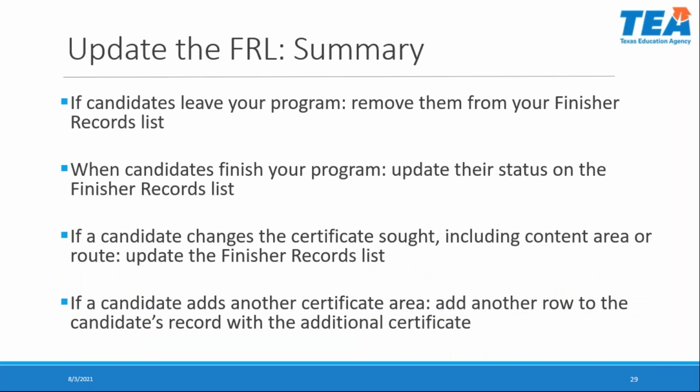Before we move on to the next section, let's take a minute and summarize some key ideas regarding reporting candidate enrollment on the Finisher Records list. First, if the candidate leaves your program, remove him or her from your Finisher Records list. Second, when candidates finish your program, update their status on the Finisher Records list. Third, if a candidate changes the certificate sought, including content area or route, update the Finisher Records list. And finally, if a candidate adds another certificate area, add another row to the candidate's record with the additional certificate.